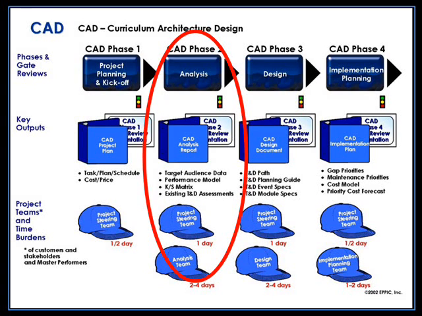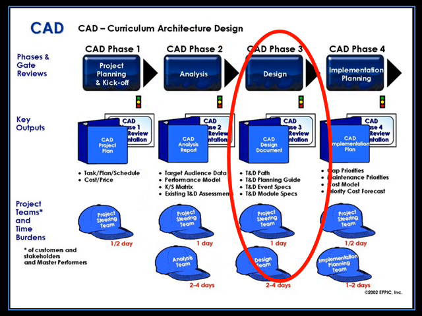Once that passes the gate review, in the third phase, design, a training and development path is created and a planning guide. Gaps are specified at 2 levels: events and modules. This is the result of a 2 to 4 day design team meeting.